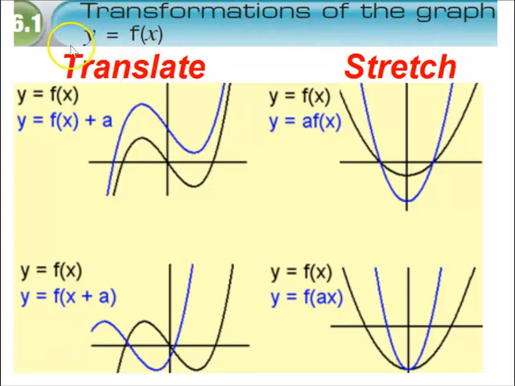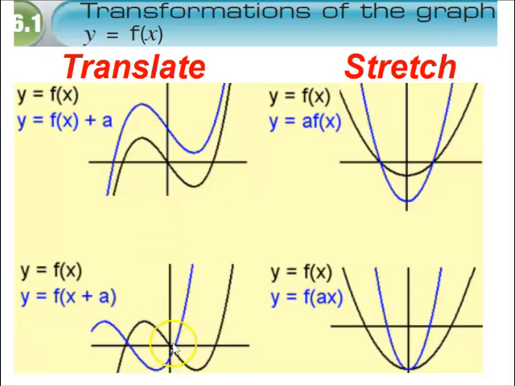Transformations of the graph y is equal to f of x. So there are 4 different things that we will look at in this video. We will look at how the graph can be translated up or down. So this first example here, the graph has been moved up. So the original is the black curve, y is equal to f of x. And the blue curve is the new graph, and it's been moved up by a scale factor of a. So plus a is added on to the end of f of x. And this could also have been moved down if this was a minus. We'll look at this in more detail in a few minutes.